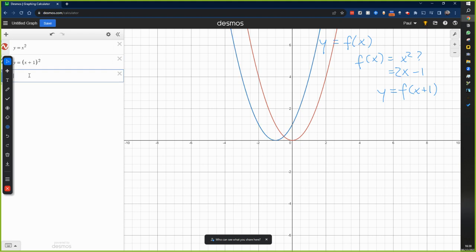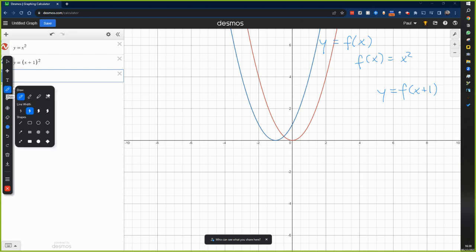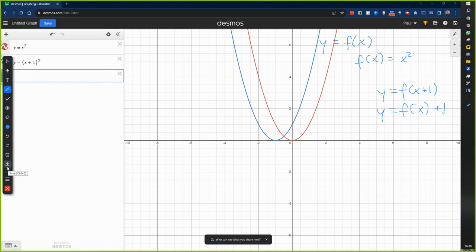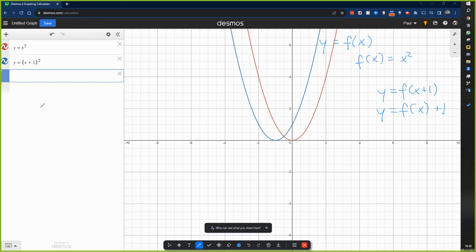Okay, I might get rid of some of these things now because it's going to be distracting. So if f of x is equal to x squared in this case, now we're going to say, what is it if I do y is equal to f of x and then add 1 outside of the bracket? Well, let me see if I can move that. Yeah, that's good.